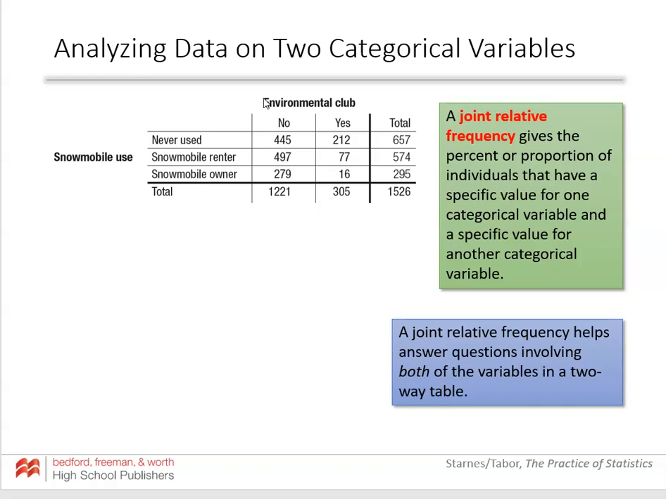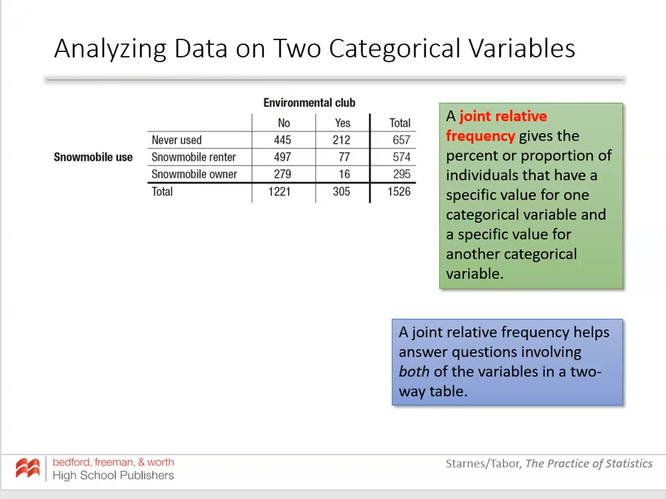Okay, this is different from marginal, which tells you about only one of the variables, and it's also different from conditional, which gives the percent or proportion of individuals that have a specific value for one categorical variable among individuals who share the same value of another categorical variable, right? That's the condition. So we're going to look at an example here.